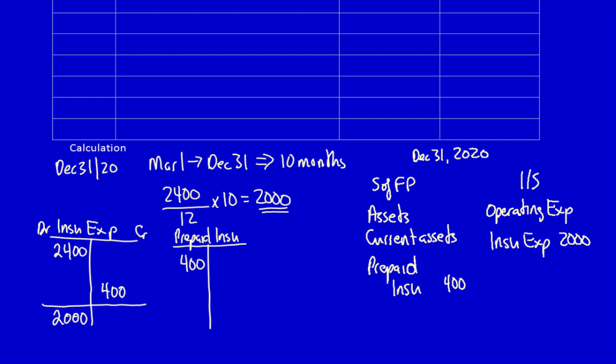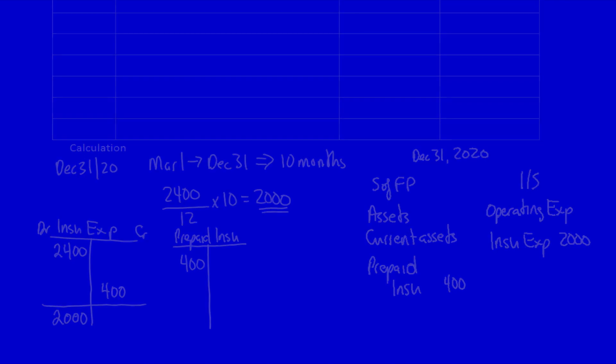We still have an asset which has future economic benefit, and we have an expense because it's being used or consumed. The only thing I did was I expensed everything to begin with and then pulled off of the income statement what had not as yet been used or consumed. Let's move forward to 2021.